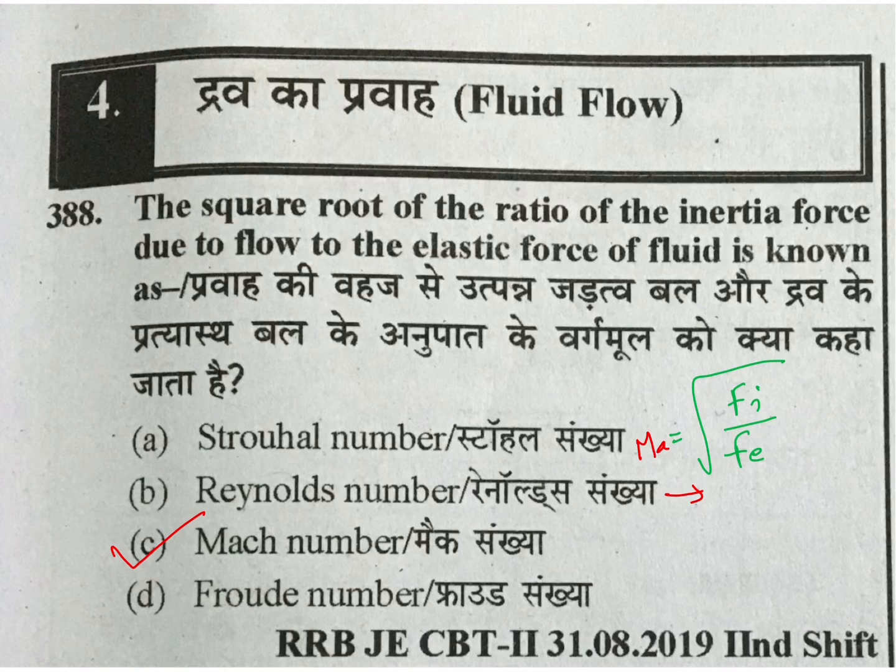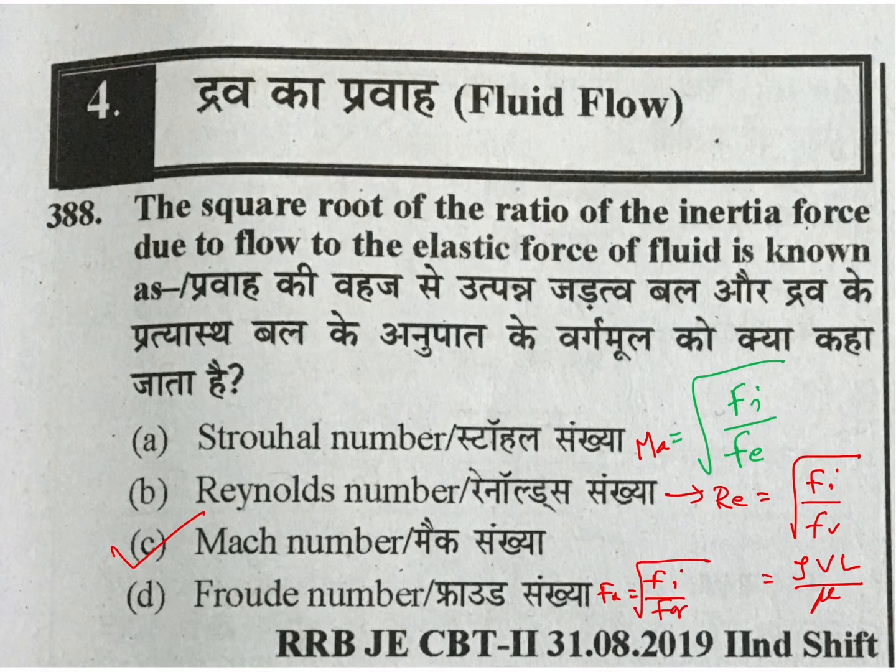Inertia force by viscous force. Rho v d or L, whatever you can write. Characteristic dimension or characteristic length. Rho v L by mu. Reynolds number. This one also very important. Then your Froude number. Inertia force by gravity force. V by root over GL.